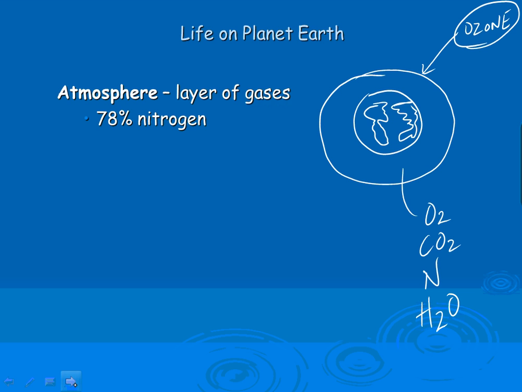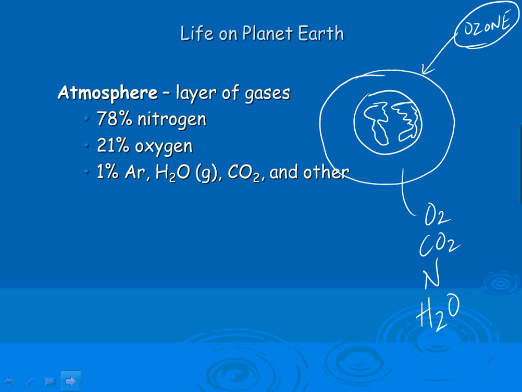So the gases that surround the Earth are 78% nitrogen, and a lot of people aren't aware of that. We automatically assume that it's oxygen and carbon dioxide, but 78% of the gases that surround the Earth are nitrogen. 21% then, of course, is the oxygen that we need to breathe, and what's left is 1%. Now think about this. We have 1%. That 1% is made up of argon, water, carbon dioxide, and other.